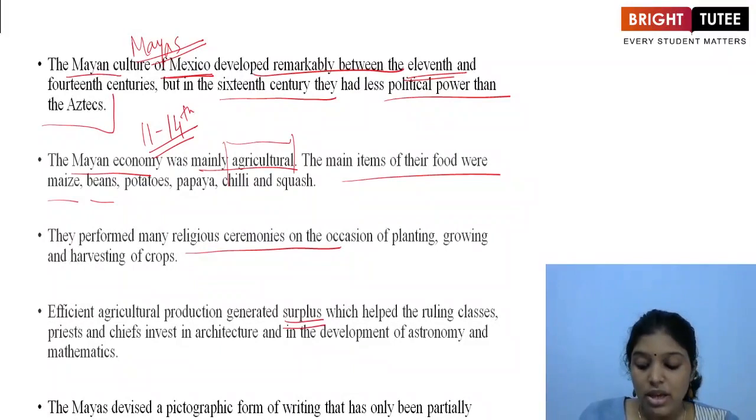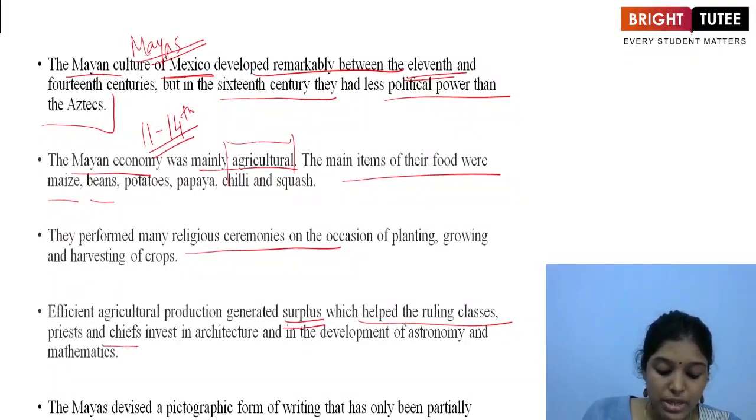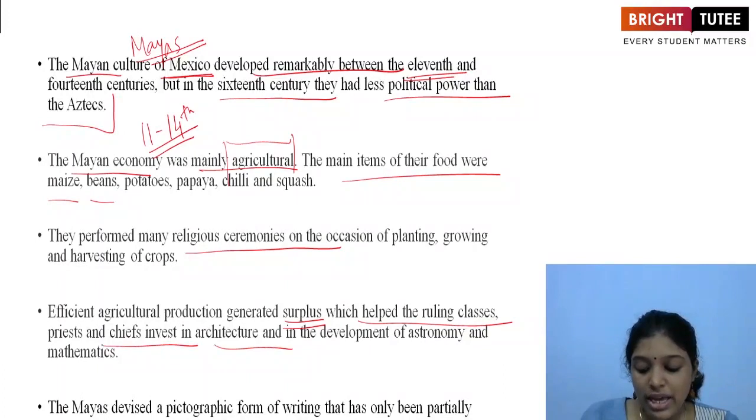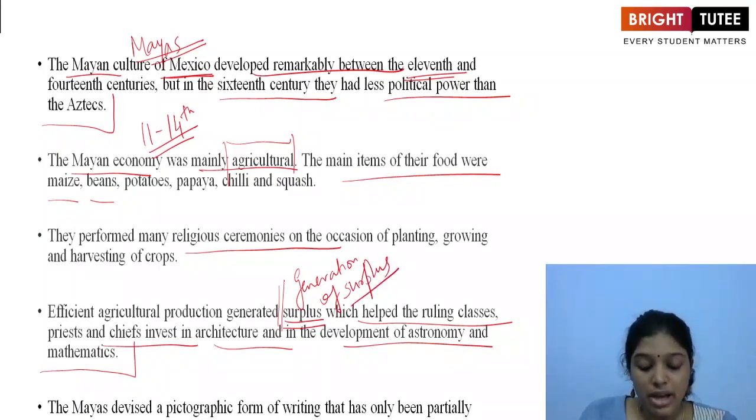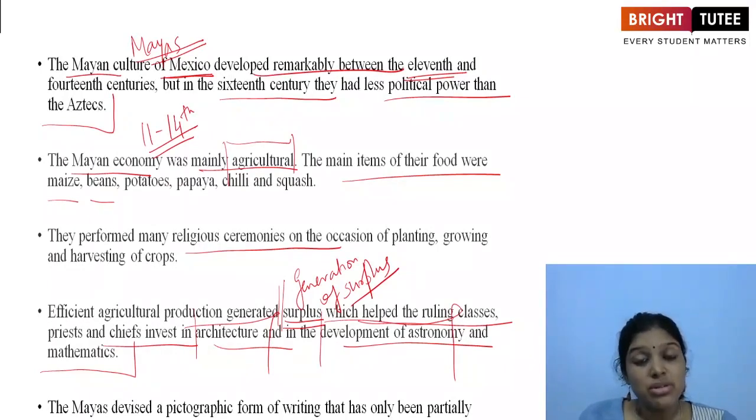And efficient agricultural production generated surplus, that is extra crops and extra harvest, which helped the ruling classes, priests and chiefs invest in architecture and in the development of astronomy and mathematics. So this generation of a surplus amount of food grains helped the ruling class, like the chieftains and the priests, to invest resources in architecture and in the development of astronomy and mathematics. So they could now devote time and resources for the development of all these because of the surplus production.